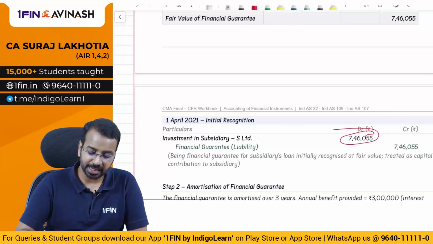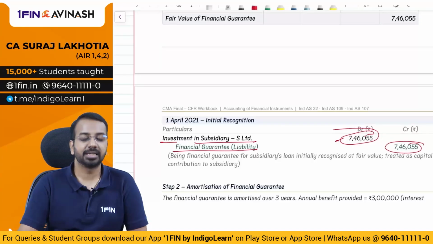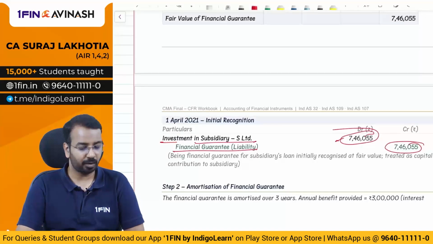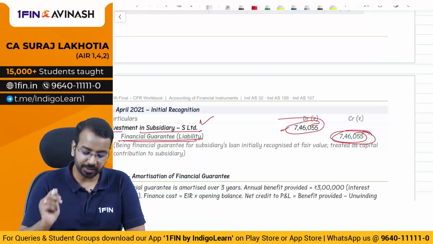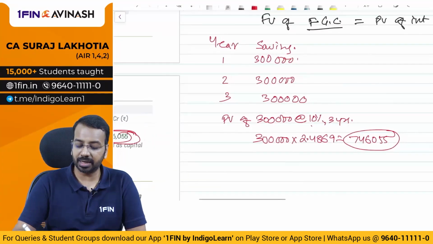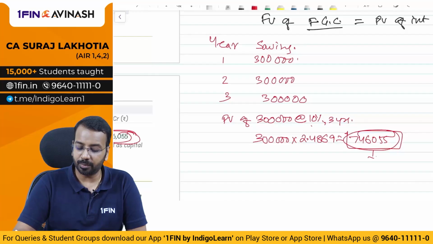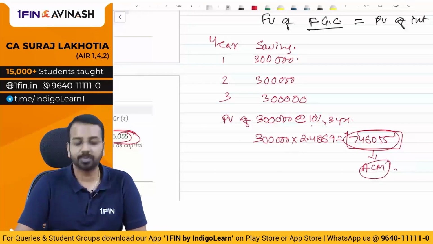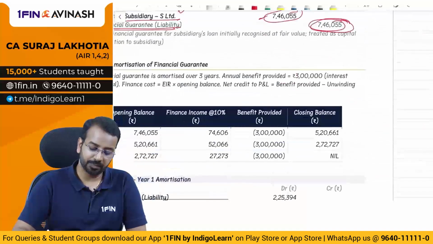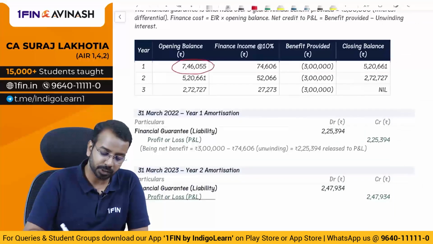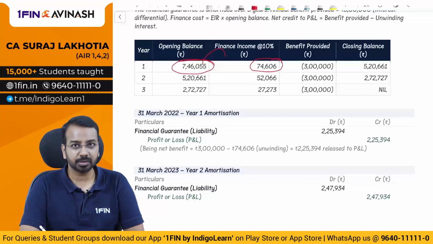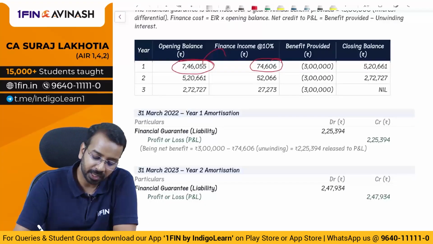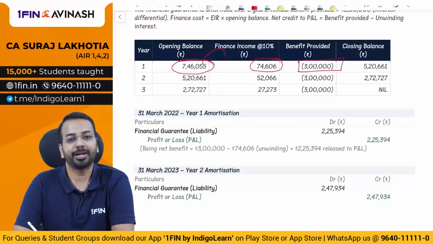746055. So that is investment in subsidiary debit 746055 to financial guarantee 746055. Alright. Now this investment is an asset and this liability sits as a liability in the books. Now sir, what will happen subsequently? This liability will be amortized using the amortized cost method. Okay. So you will have an opening balance of 746055. On this you will charge 10% interest, right? And a benefit of 3 lakhs is provided to the subsidiary.